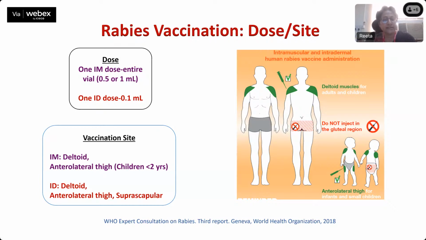What are the sites of vaccination? For intramuscular vaccination, the deltoids are the ideal site, but the anterolateral thigh can be used in children less than 2 years of age. The gluteal region is an absolute no-no for rabies vaccination because of the adipose tissue in that region, the rabies vaccine is not absorbed properly, and which delays the immune response. For ID vaccination, again, the deltoids, the anterolateral thigh, or the suprascapular region can be used.